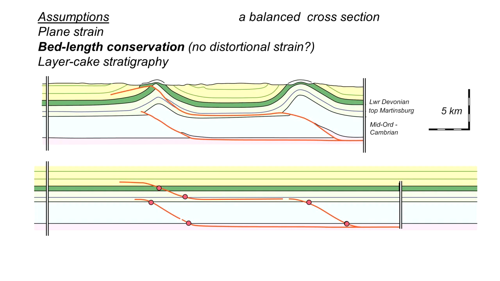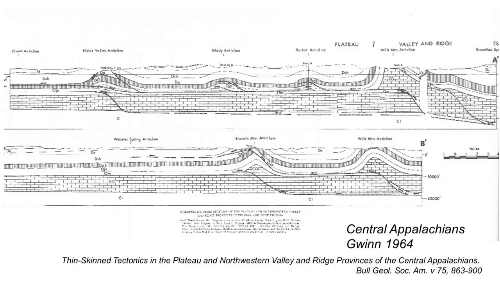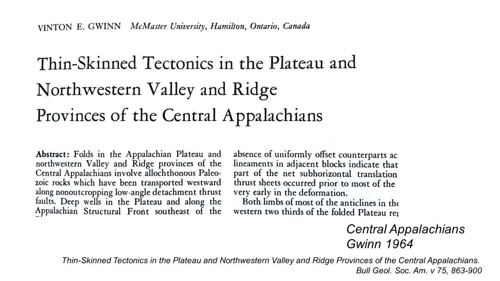Well, let's go back to Gwynn's original diagrams. These cross-sections from 1964 are really surprising. They come from this paper published in the Bulletin of the Geological Society of America. And Gwynn was one of the first people to really demonstrate thin-skin tectonics, in other words, the importance of thrust detachments, in the development of the valley and ridge in the Central Appalachians.